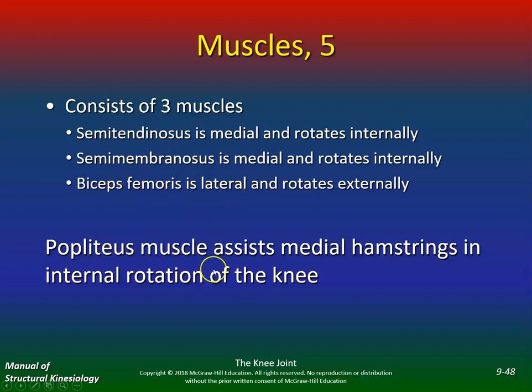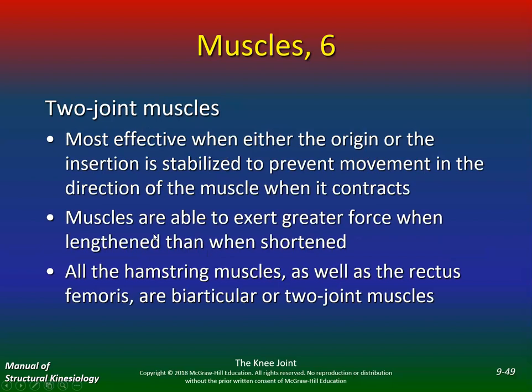Okay. The popliteus muscle assists medial hamstrings in internal rotation of the knee, so that might be a good quiz question. Two joint muscles are most effective when either the origin or the insertion is stabilized to prevent movement in the direction of the muscle when it contracts.